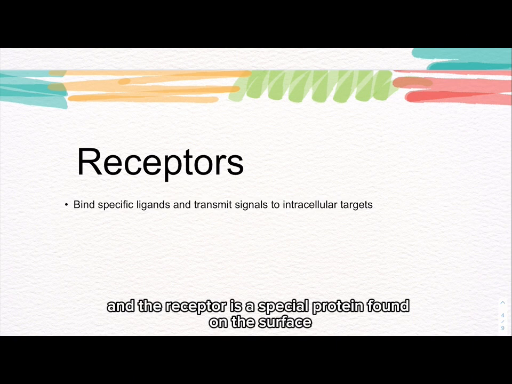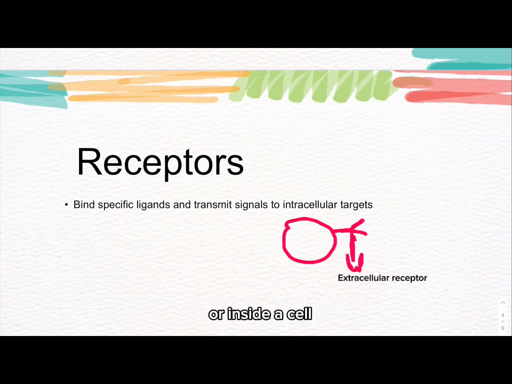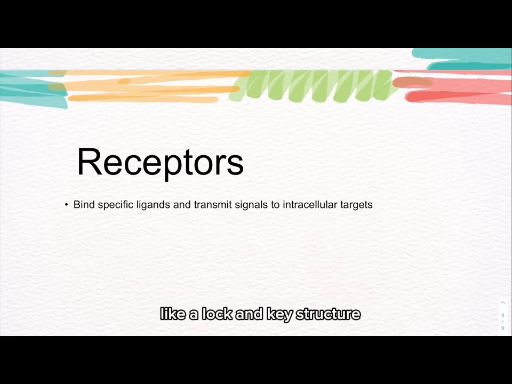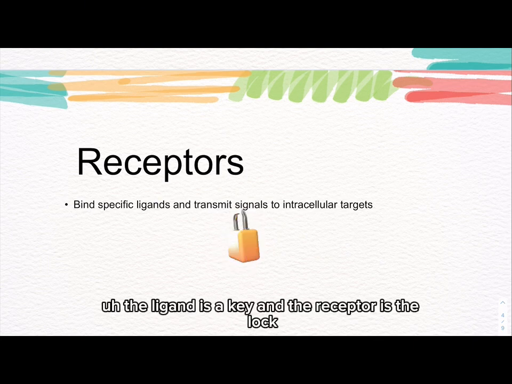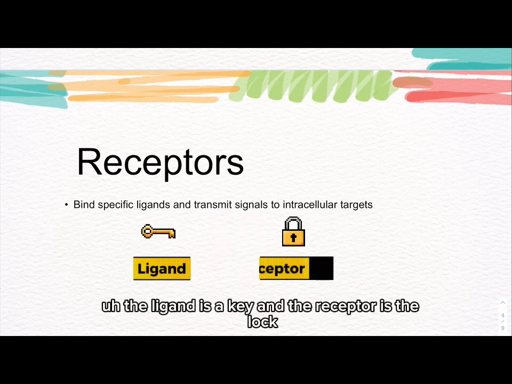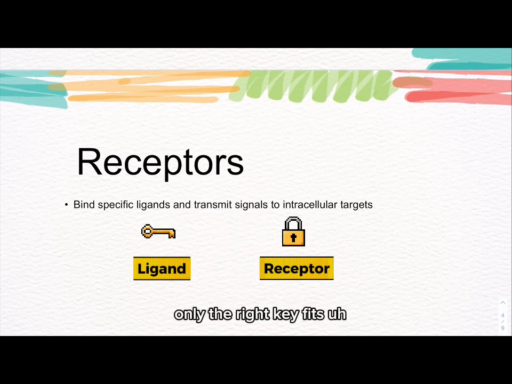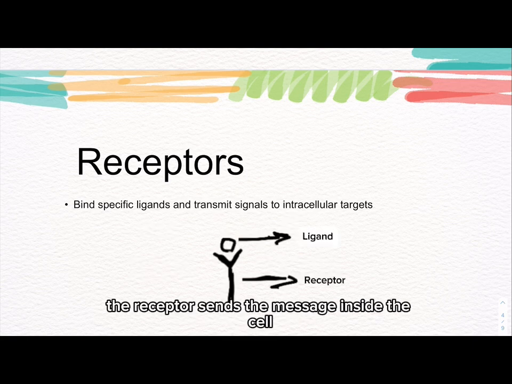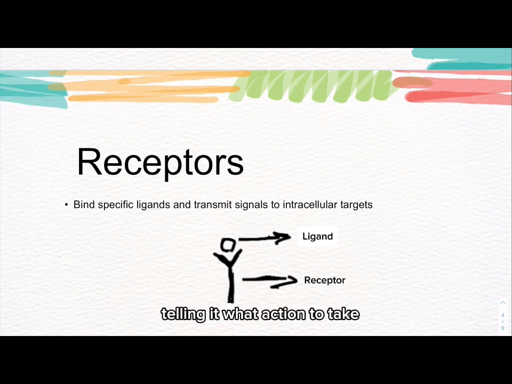And the receptor is a special protein found on the surface or inside a cell. Its job is to recognize and bind only the correct ligand. Just like a lock and key structure, the ligand is a key and the receptor is the lock. Only the right key fits the right lock. Once the ligand binds to the receptor, the receptor sends the message inside the cell, telling it what action to take.